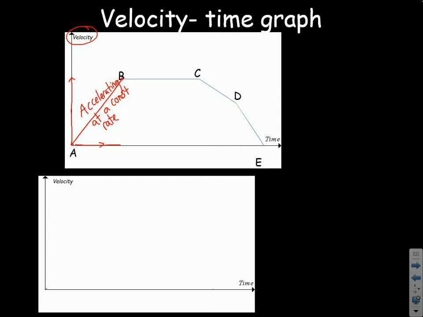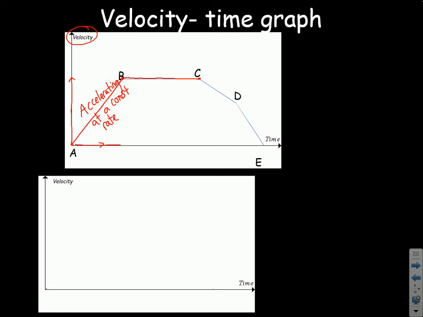Okay then, so from B to C, what do we see? As time goes by, the velocity is not changing. Now let's be clear about that. The velocity of the object is not changing. It's not saying that the object is not moving. It's simply saying that the velocity isn't changing. It's neither increasing nor decreasing.